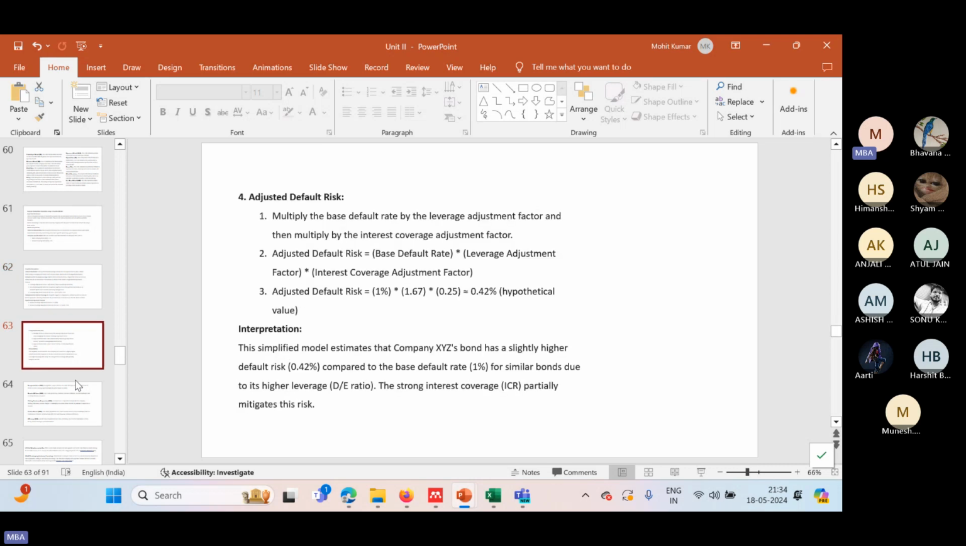Okay, we took the base default rate, the leverage adjustment factor, and the interest coverage adjustment factor. We multiplied all these things and came out with 4.42%, and that was our default probability. So this is step by step, clearly mentioned one by one.